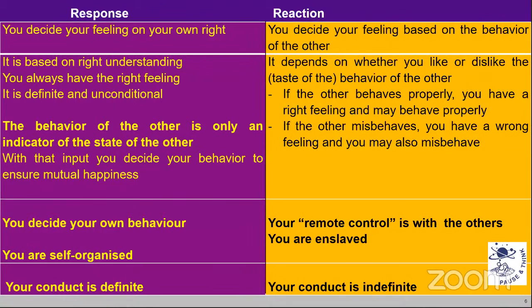So it's not that the other person makes us angry. We are free to choose whether to be angry or not to be angry. So when we don't have this right understanding, we just react. Whatever the other person does, we do the same thing. We don't take an independent decision. But when we have the right understanding, then we can choose to have the right feeling.